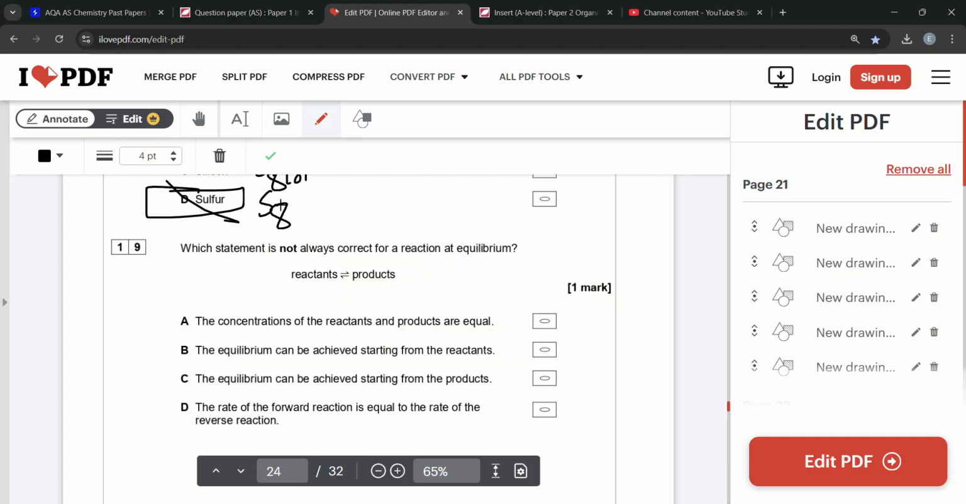Which statement is not always correct for reaction equilibrium? The concentration of reactants and products are equal. Equilibrium can be achieved starting from reactants. Equilibrium can be achieved starting from products. The rate of the forward reaction is equal to the rate of the reverse reaction. That is true. Equilibrium can be achieved starting from reactants or products; that's both true. The concentrations of products and reactants being equal, that's false.